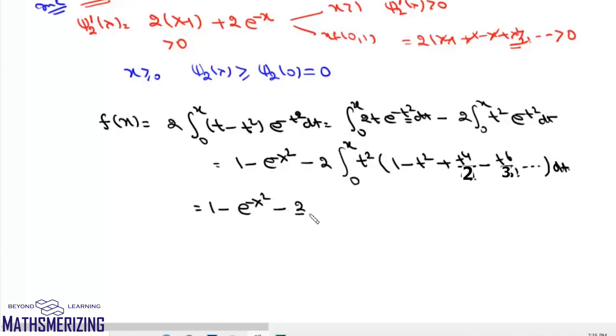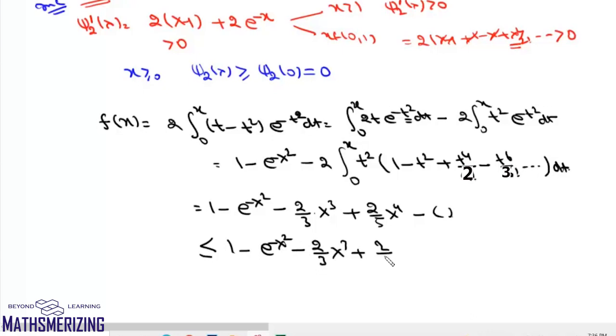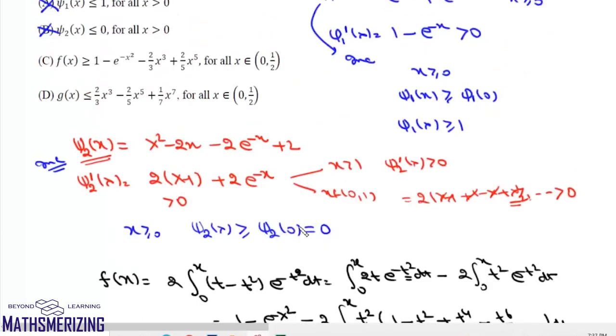So it will be 1 minus e to the power minus x square, minus 2 by 3 x cube plus 2 by 5 x to the power 5, and then here we have a minus sign, positive remainder. So this function will always be less than or equal to 1 minus e to the power minus x square minus 2 by 3 x cube plus 2 by 5 x to the power 5. That means this option C is also incorrect.